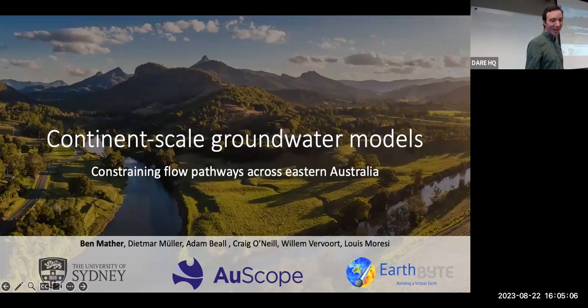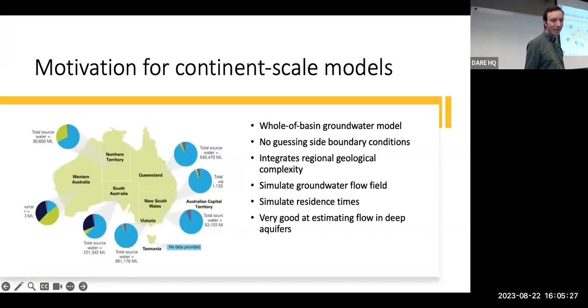So today I'm just going to be presenting this continental scale groundwater model, which is the whole eastern third of continental Australia. This is a paper that we published in Scientific Reports. These are the co-authors on the paper, and Willem played an integral role in producing this paper.